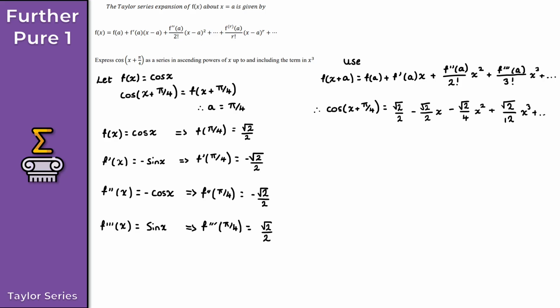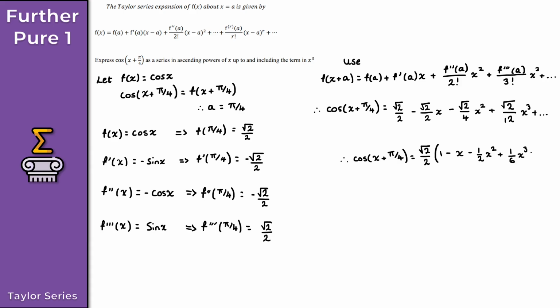Like so. Now what we can also do here, just to make the solution look a little bit nicer, is factor out the root 2 over 2. So therefore, cos of x plus pi over 4 is equal to, so as we've just mentioned, factor out the root 2 over 2. We've got our bracket then. We get 1 minus x here. We then get minus a half x squared. And then finally plus 1 over 6 x cubed here.